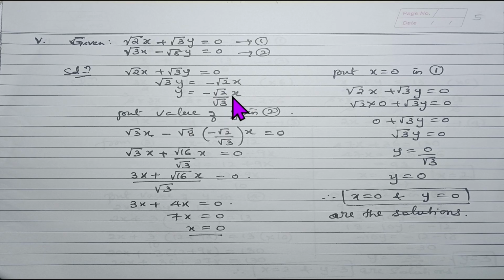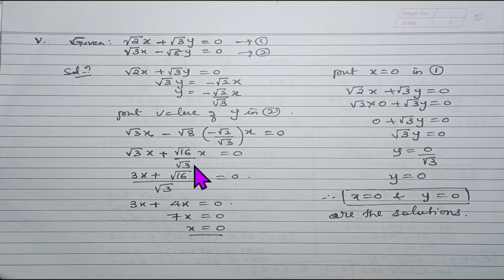Now put the value of y in equation 2. So therefore taking root 3 x as it is, minus root 8 as it is, but putting the value of y as minus root 2 by root 3 x here equal to 0, root 3 x plus root 8 into root 2 divided by root 3 x, because minus into minus becomes plus here, root 8 into root 2 becomes root 16, equal to 0.